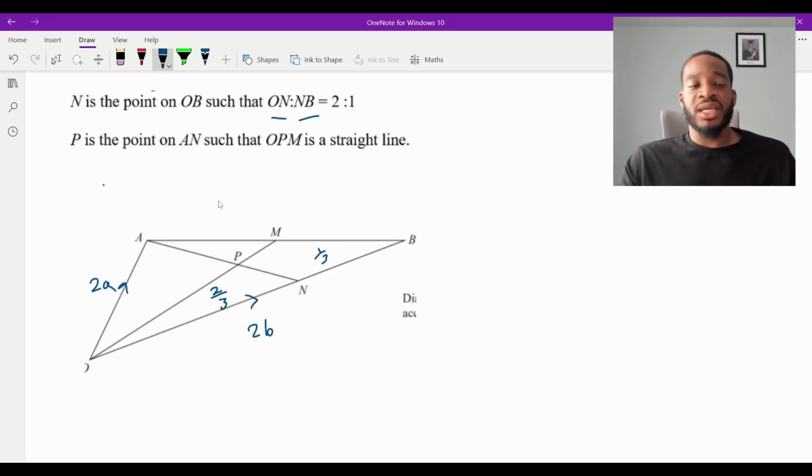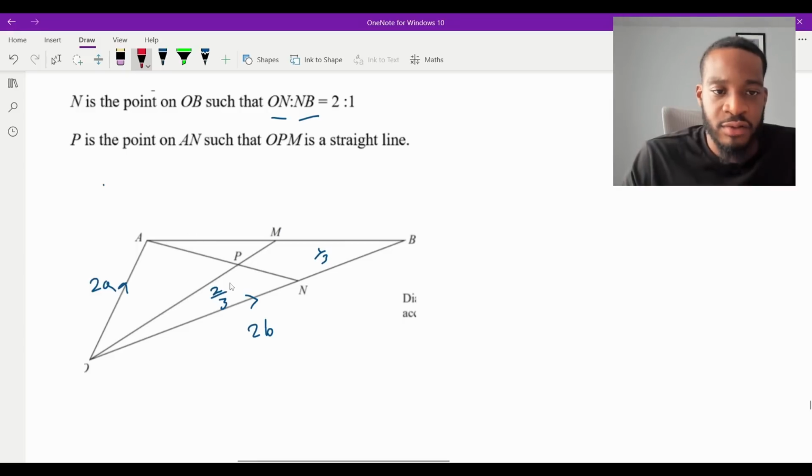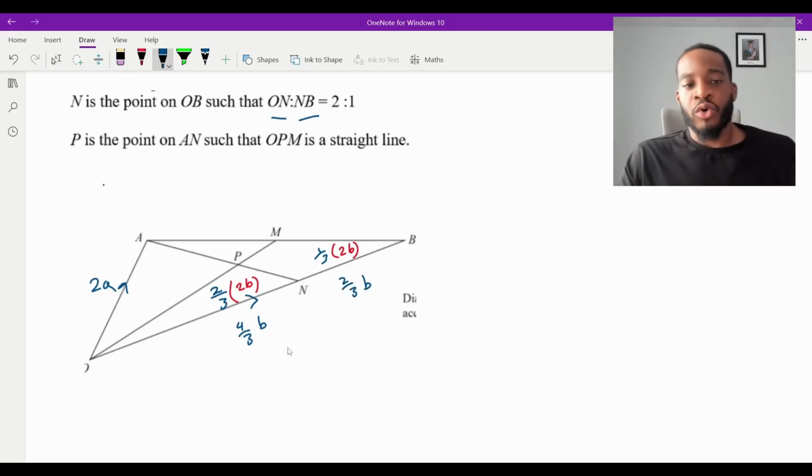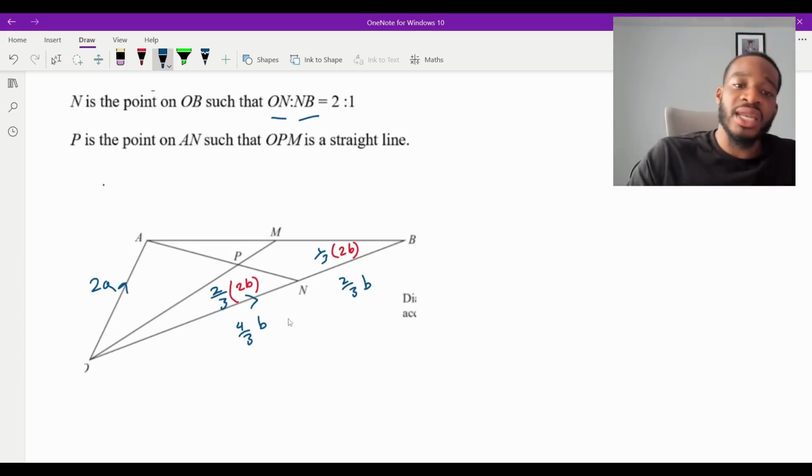Now, if 2B is the entire vector, then I can find the vector for O to N. It's going to be 2/3 of 2B, isn't it? And this one is going to be 1/3 of 2B. That means that O to N is just 2/3 times 2, which is 4/3. This is 4/3 B. And then this is 1/3 times 2, that's 2/3 B. So I now have vectors for O to N and N to B.